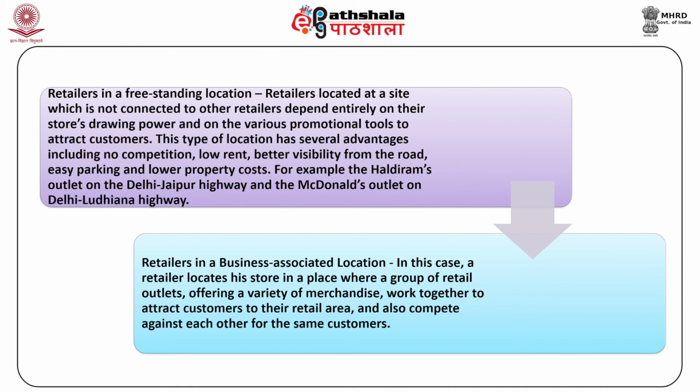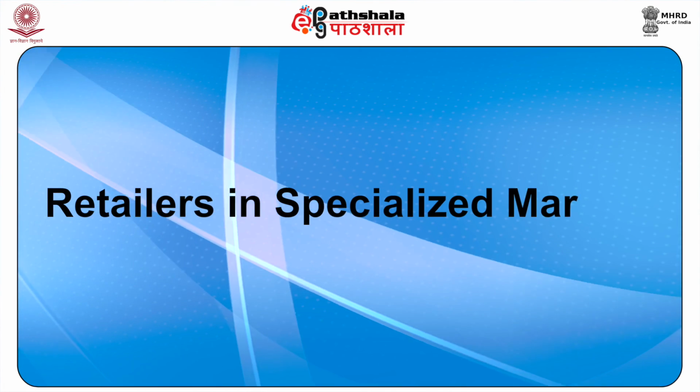This type of location has several advantages including no competition, low rent, better visibility from the road, easy parking and lower property costs. For example, the Haldiram outlet on the Delhi-Jaipur highway and the McDonald's outlet on the Delhi-Ludhiana highway. Retailers in a business associated location. In this case, a retailer locates his store in a place where a group of retail outlets offering a variety of merchandise work together to attract customers to the retail area and also compete against each other for the same customers.